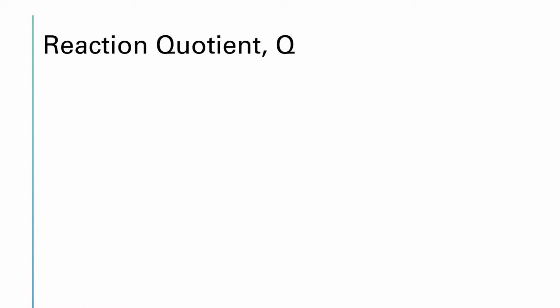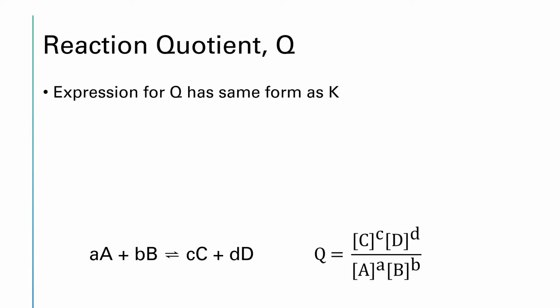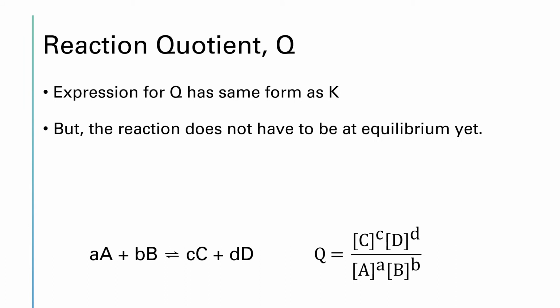So for the reaction quotient Q, the expression for Q has the exact same form as the expression for K. So if we have this reaction where the capital letters represent the chemicals and the lowercase letters represent the coefficients, we can write our expression for Q this way. This is products over reactants. Everybody is raised to the power of their coefficients. But the deal here with Q is that we can use Q at any time. The reaction does not have to be at equilibrium.